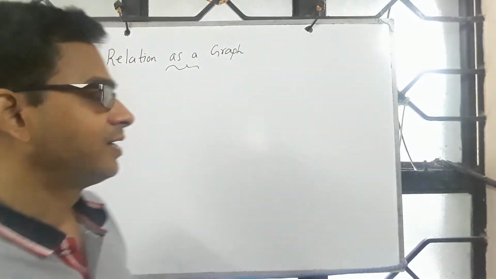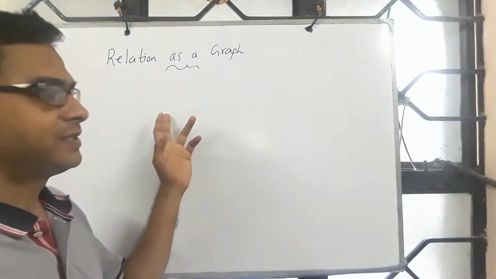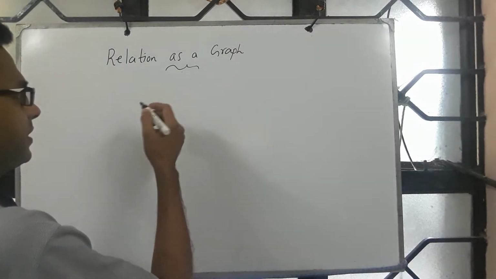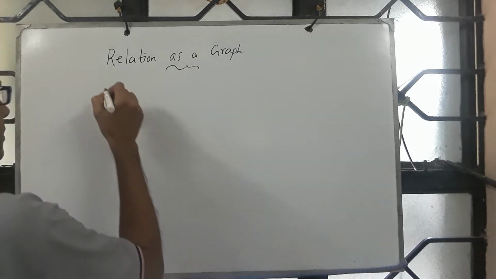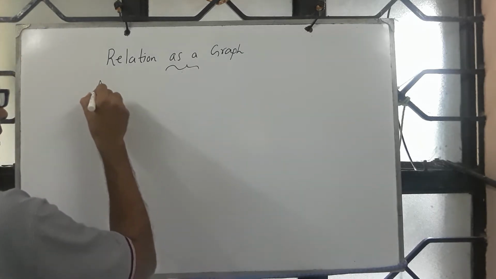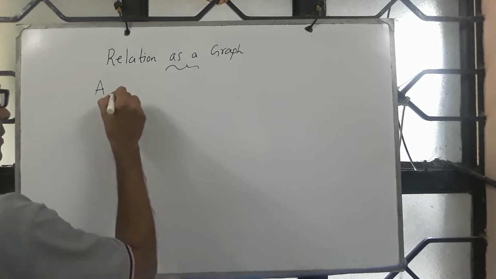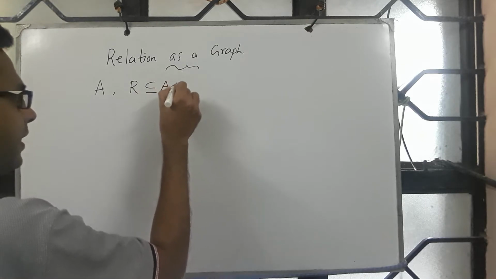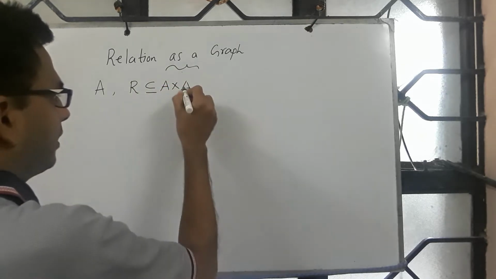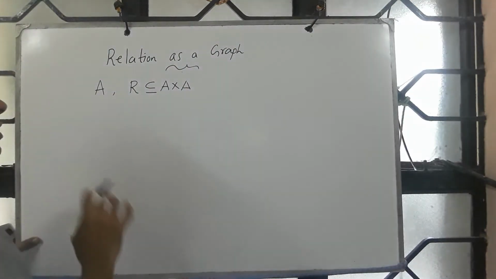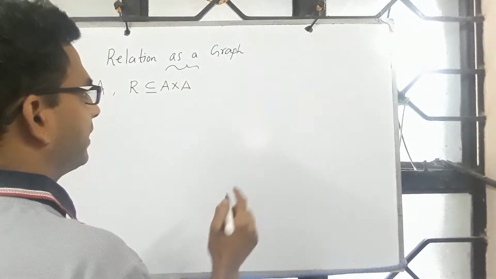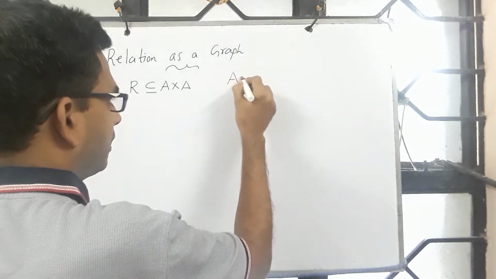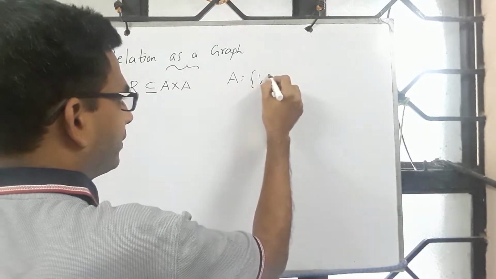Next we shall see how relations are represented using graphs, or the graph theoretic representation of a given binary relation. So given a set or a domain or universe of discourse A and a binary relation R, which is a subset of A cross A, one can represent R using a graph theoretic model, which is defined as follows. Let me explain with respect to an example.